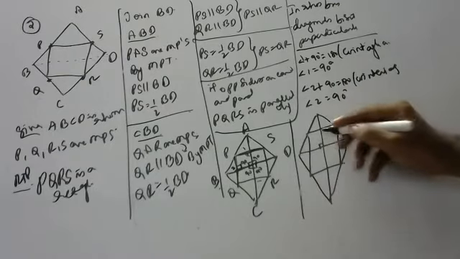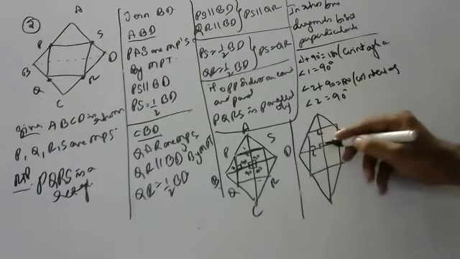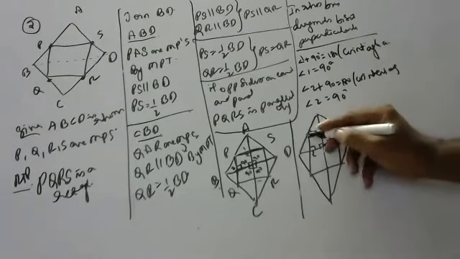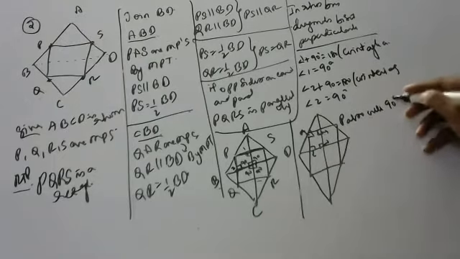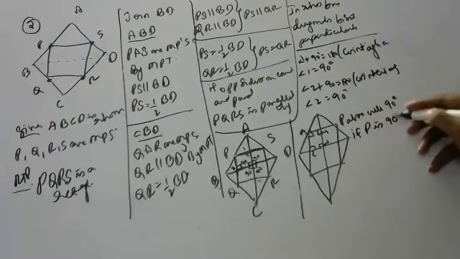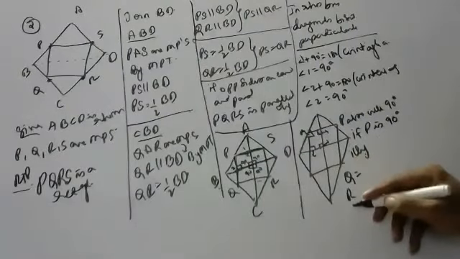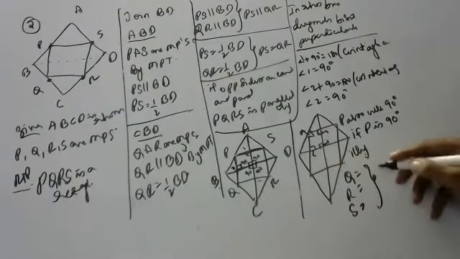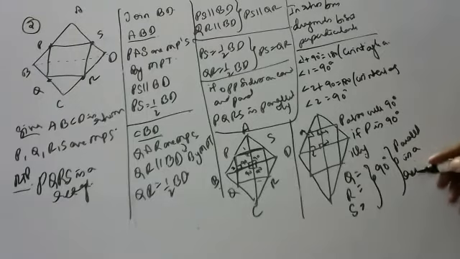This is 90 degrees, we know. This is 90 degrees, I proved. This is 90 degrees, I proved. This is 90, this is 90, this is 90, which means automatically angle P will also be 90. If P is 90, similarly Q also 90, R also 90, S also 90. All are 90 degrees. So the parallelogram is a rectangle.